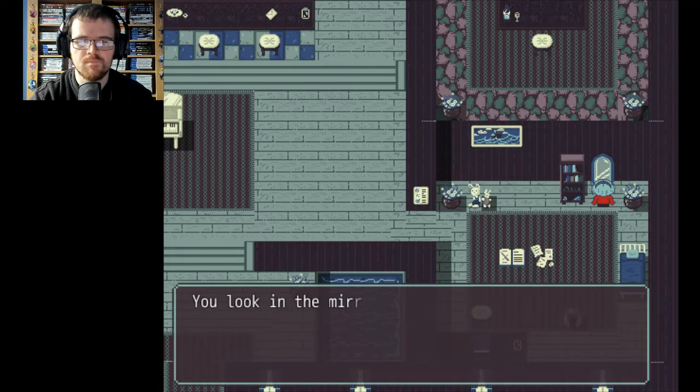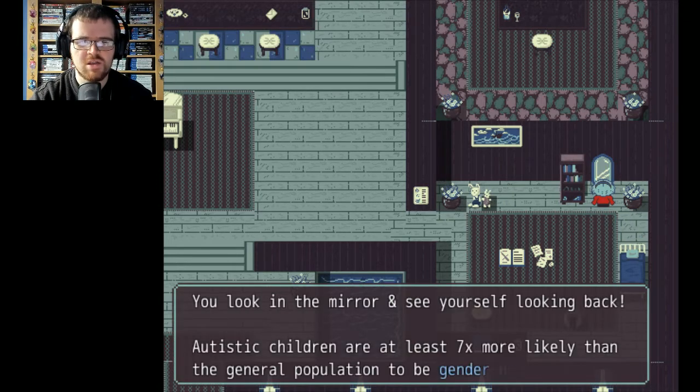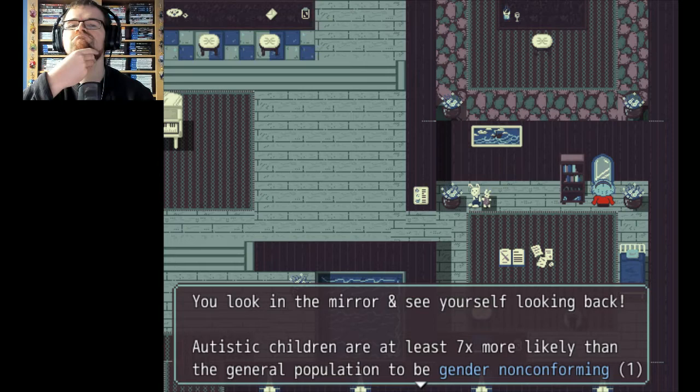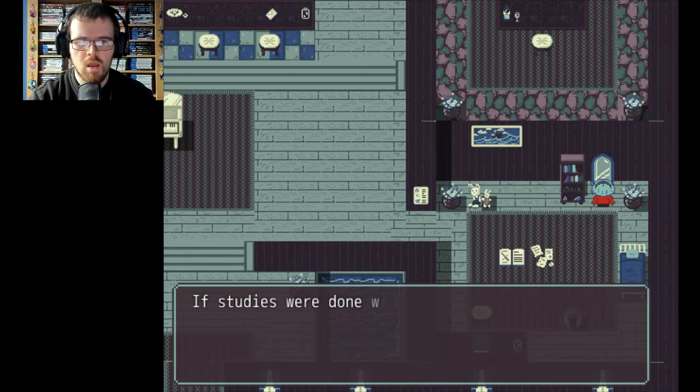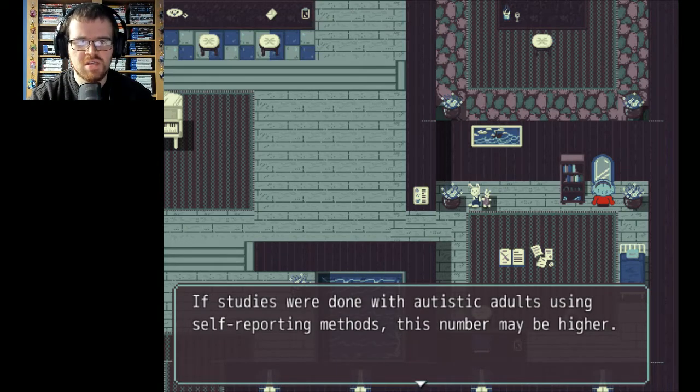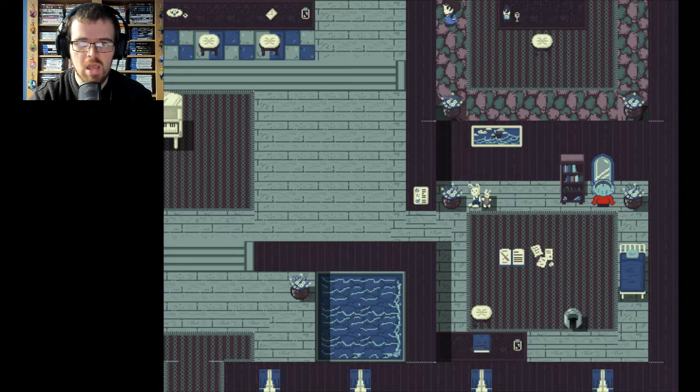There's a plant pot. You look in the mirror and see yourself looking back. Autistic children are at least 7 times more likely than the general population to be gender non-conforming. If studies were done with autistic adults using self-reporting methods, this number may be higher.